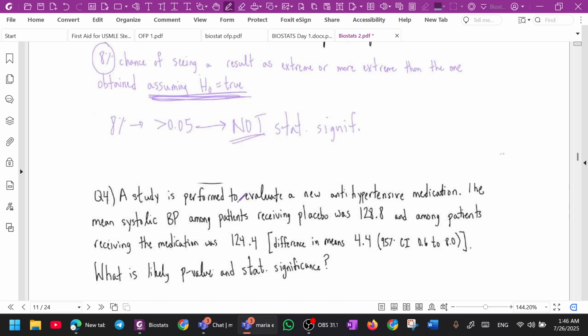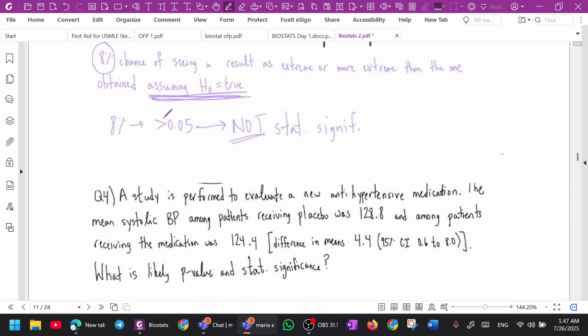Am I right? Point six to eight. It does not include 0, because if it were minus, then it includes 0. So is it statistically significant or not? Significant, so it is statistically significant. So what would the p-value be?